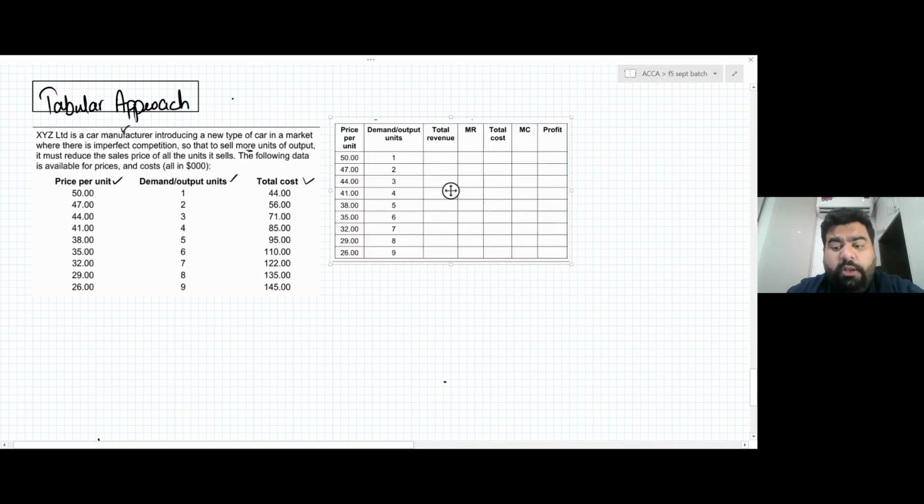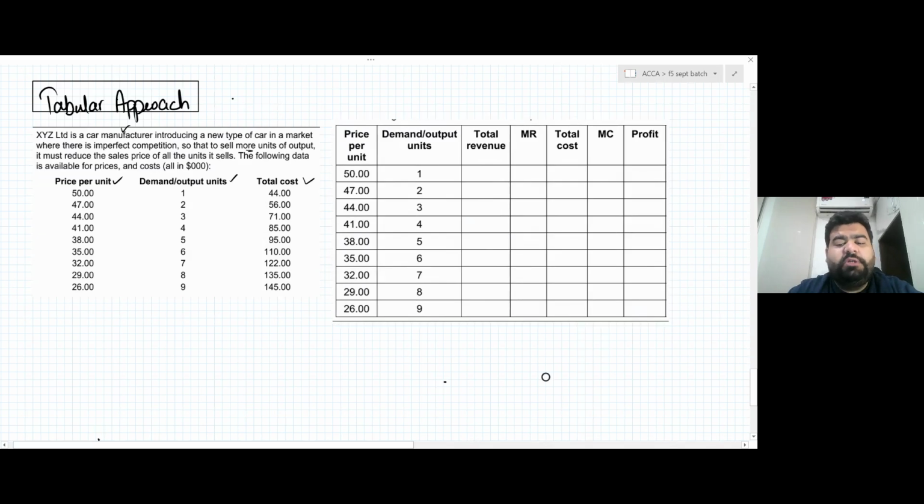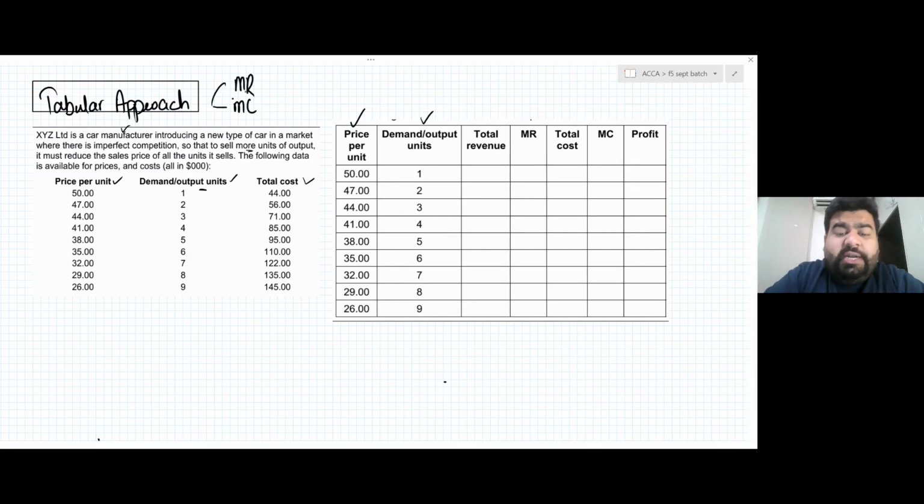So this is the table you have to make. For example, if a long question comes in your exam, you have to make the table yourself. First of all, you will write the price, which will be given in the question. You have to write the demand or output units given in the question. Now, as I told you, in the tabular approach you have to calculate two things, marginal revenue and marginal cost. Why we are calculating that, I'll tell you. But first calculate marginal revenue and marginal cost at each level.